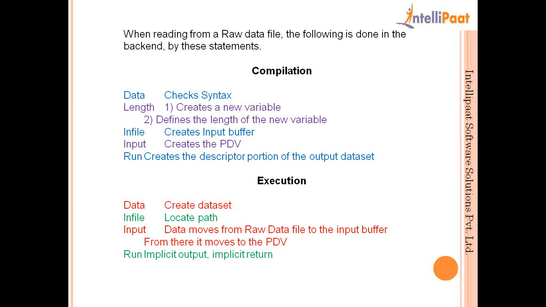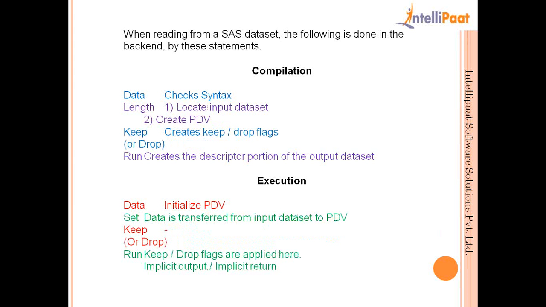But when we process the same with the help of an existing data set, what is going to happen? Let's see that. When reading from a SAS data set, the following is done in the backend by these statements. The data step checks the syntax, right? Locates the input data set, creates the PDV, creates the keep and drop flags, and run creates the descriptor portion of the output data set. So this is exactly what happened in the case of the raw data file.